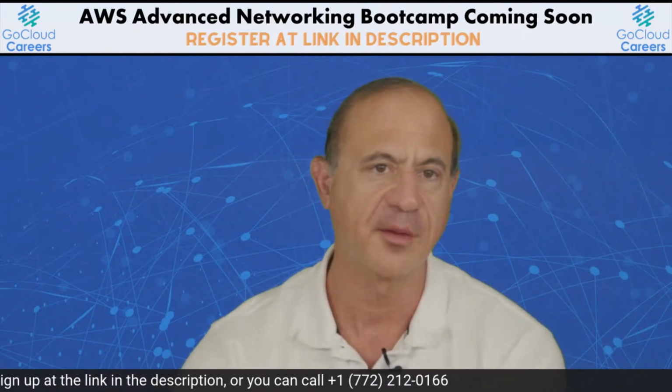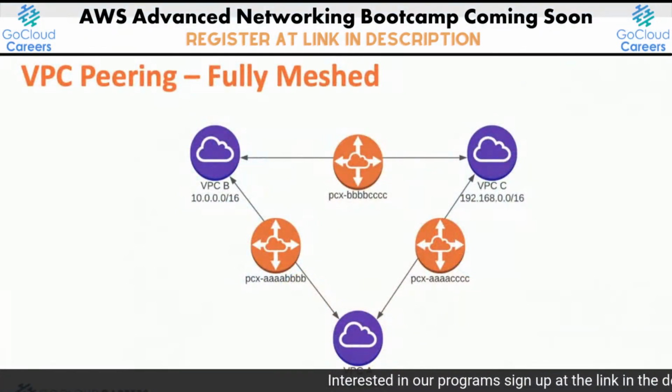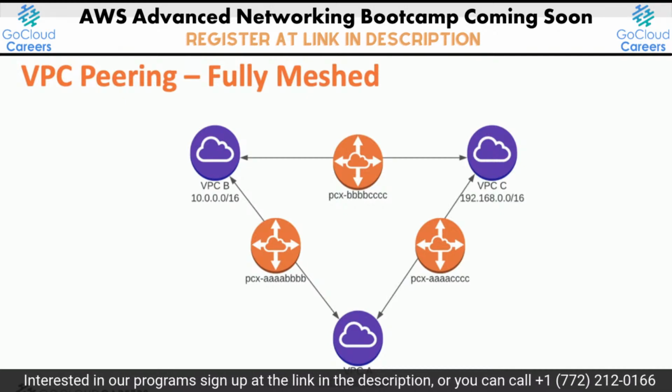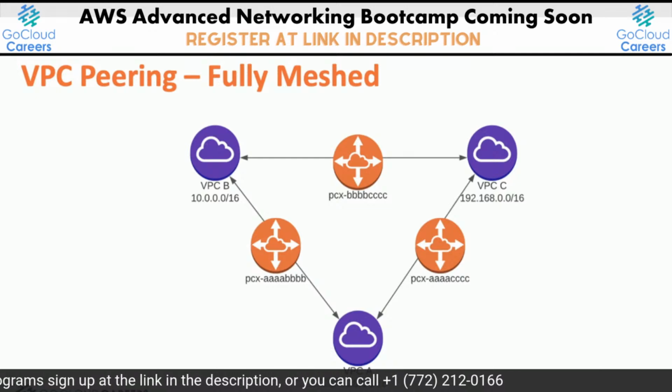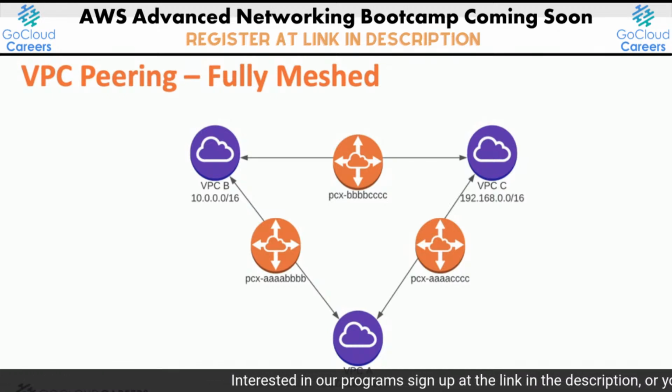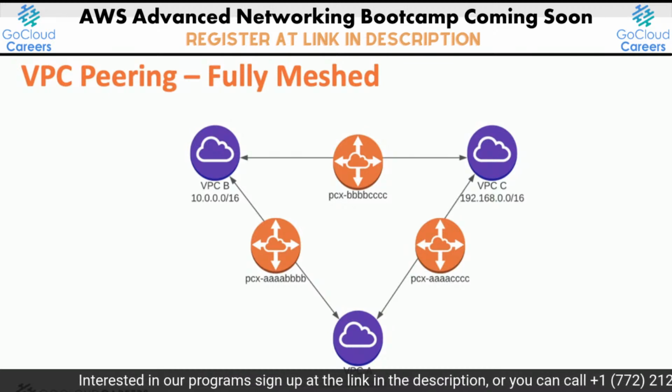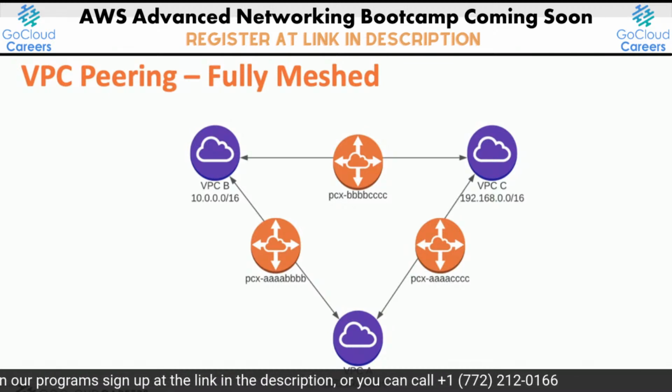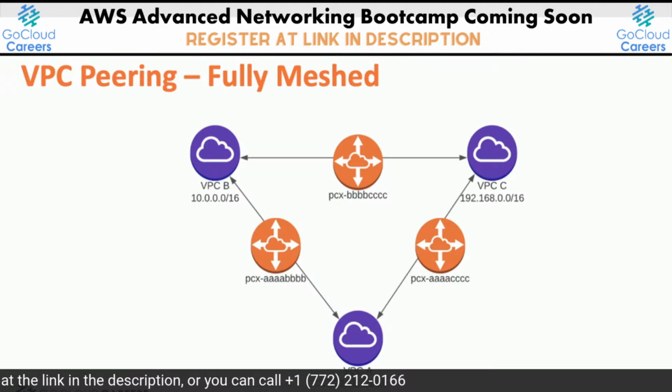So let's talk about hub and spoke, when you'd want to use it and when you wouldn't want to use it. So let's first talk about an environment where we want everybody to talk to everybody. Here we go. We've got 3 VPCs here, A, B, and C. A is on the bottom, B and C are up top. Because we have VPC B paired with VPC A and C, VPC B can talk to A and C. Because VPC C is paired with A and B, VPC C can talk to B and A. And because VPC A is paired with VPC B and C, VPC A can talk to B and C.